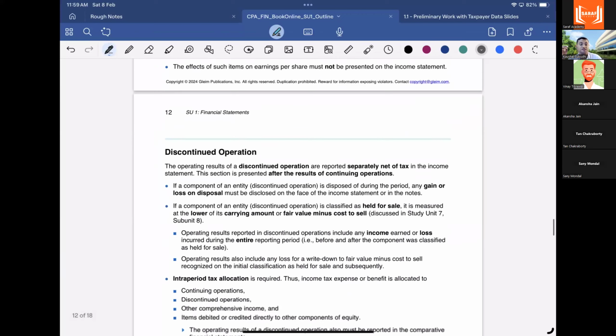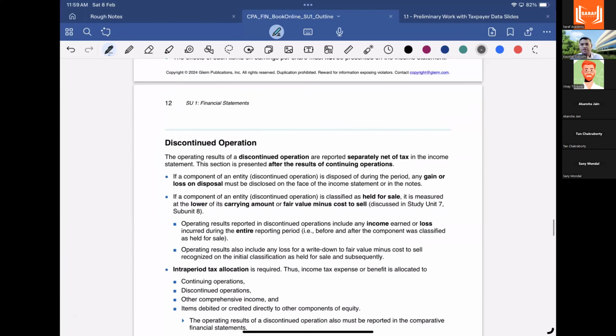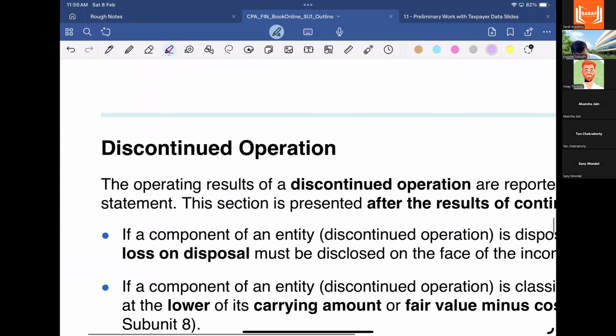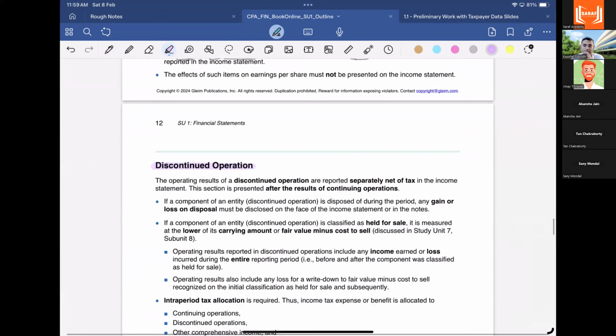Now comes your discontinued operations. When it comes to discontinued operations, like I told you before, we just try to understand in detail at the moment. That is, discontinued operations kya hai? Discontinued operations refer to, there could be some business segments.